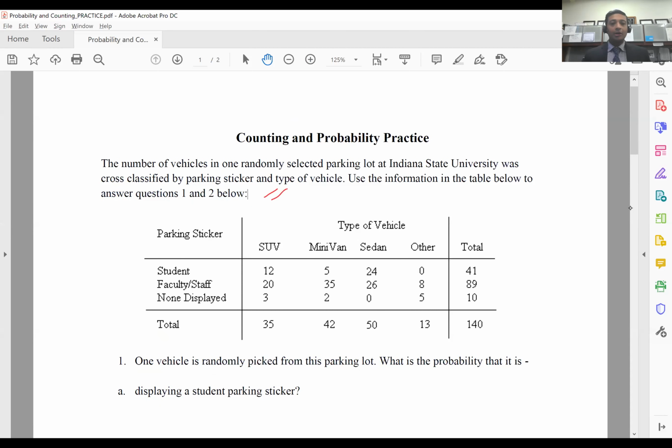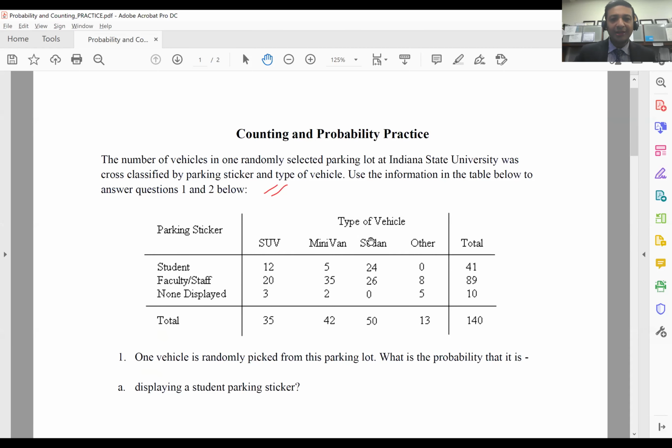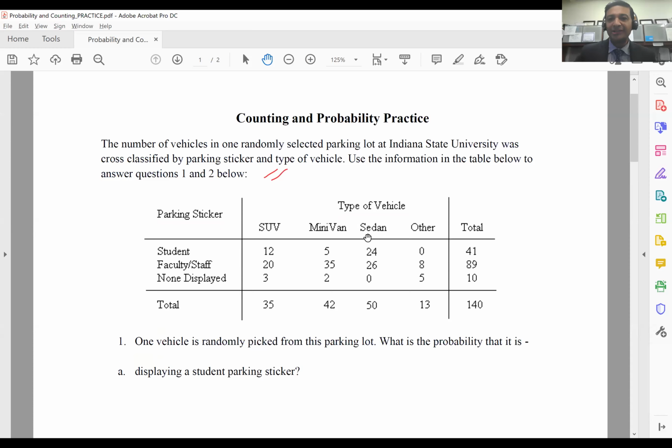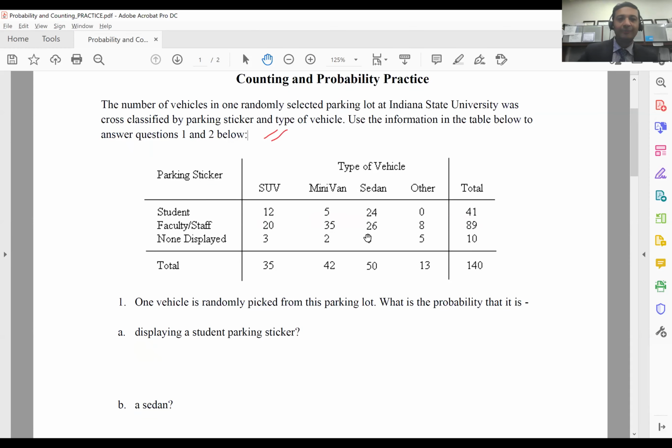Okay, good. So simple example, the number of vehicles in one randomly selected parking lot at Indiana State University was cross-classified by parking sticker and type of vehicle. So in essence, these are your 2 categorical variables, right? Parking sticker and type of vehicle. And so your vehicle type is either an SUV, a minivan, a sedan, or something else. And then your parking sticker is either a student or a faculty staff, or nothing is displayed.